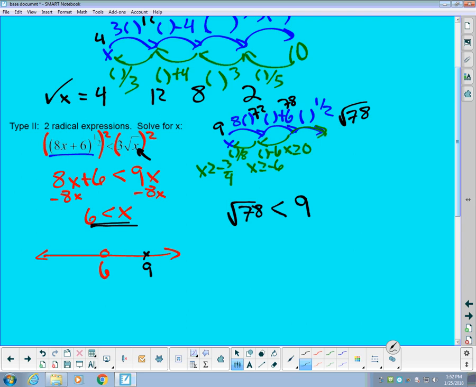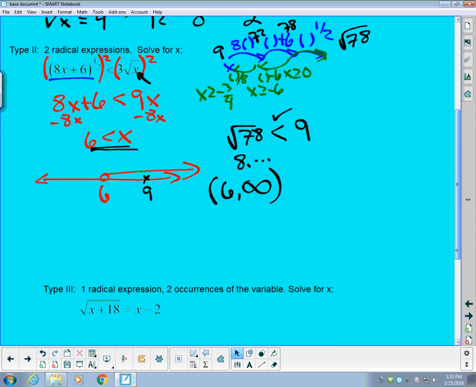And I know this is going to be 8 point something because it's not as big as 81. So yes, that checks out. Square root of 78 is less than 9. This 9 is a good answer, so I should shade this direction on here, and I can communicate that answer as 6 to infinity as my solution set.